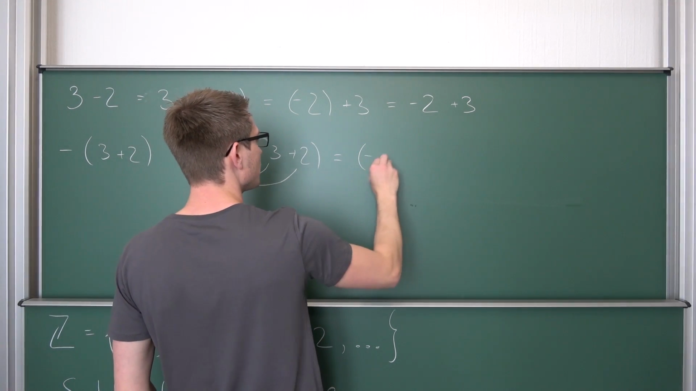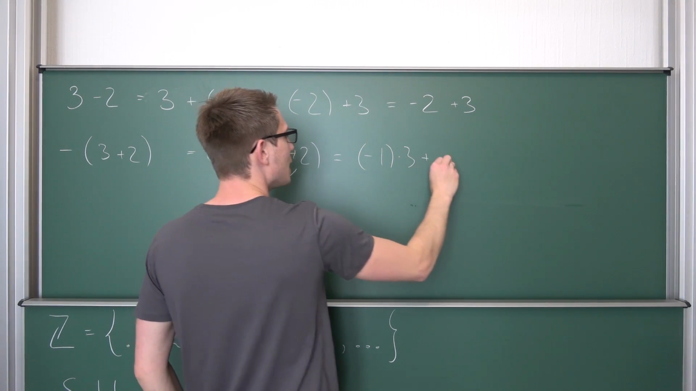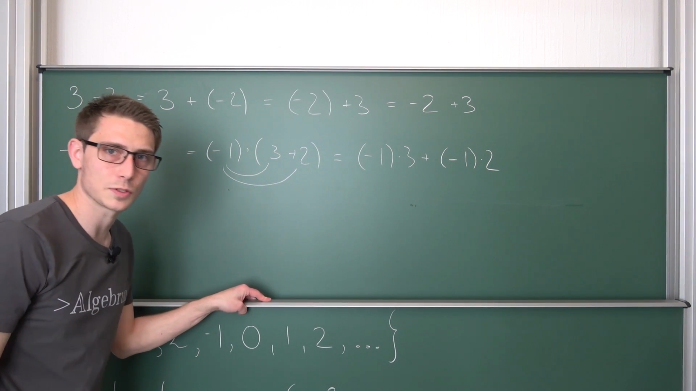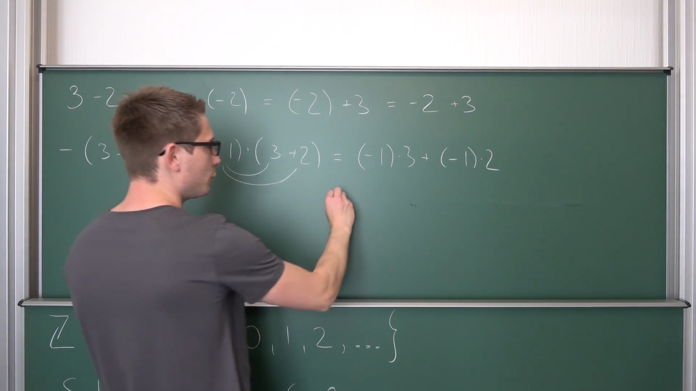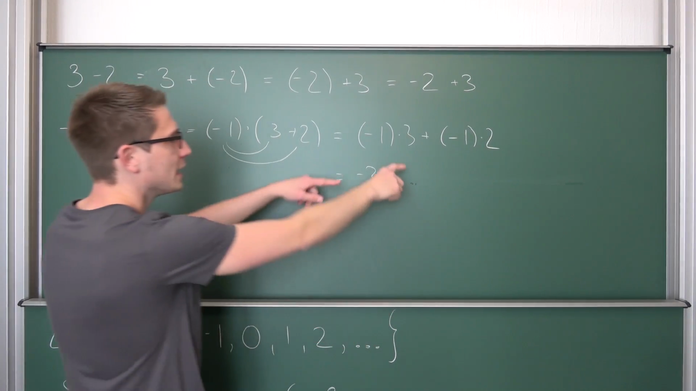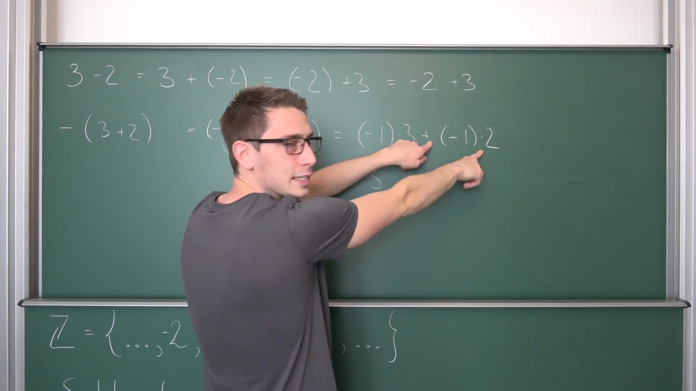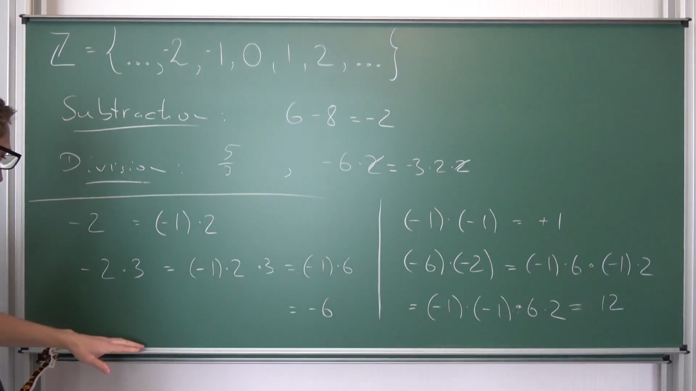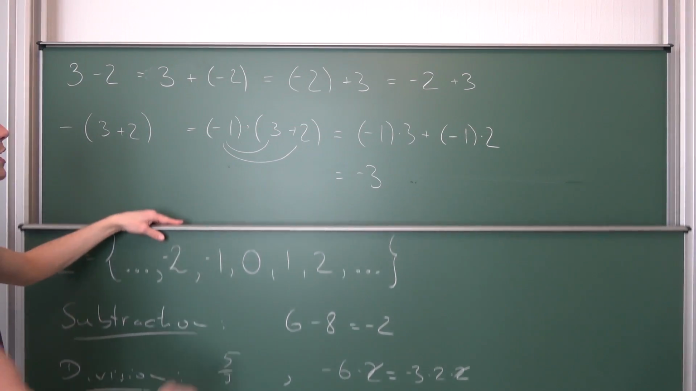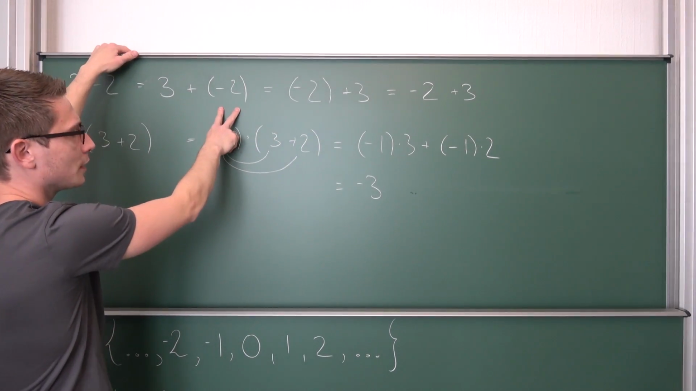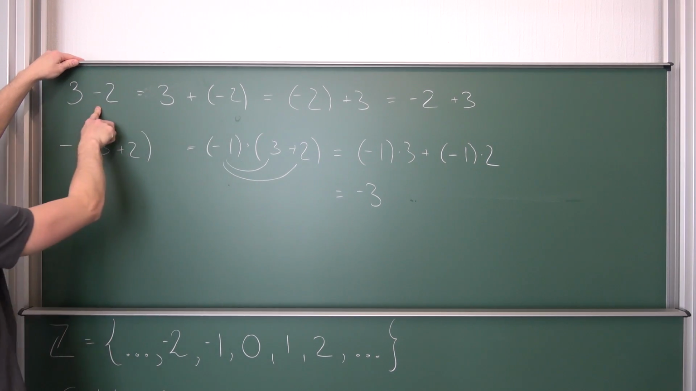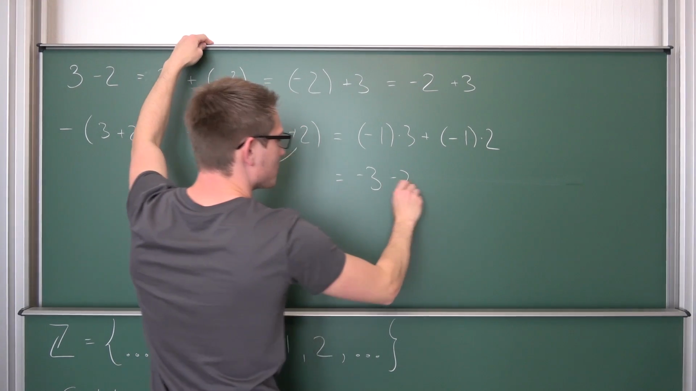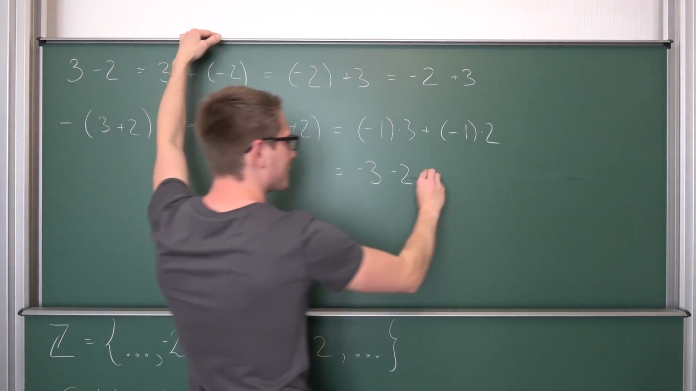This is -1 times 3 plus -1 times 2. -1 times 3 is nothing but -3. And then plus -2. Plus -2, where did we have the rule? Yes, we had it up here. Plus -2 is just -2 overall. -3 minus 2 is -5.